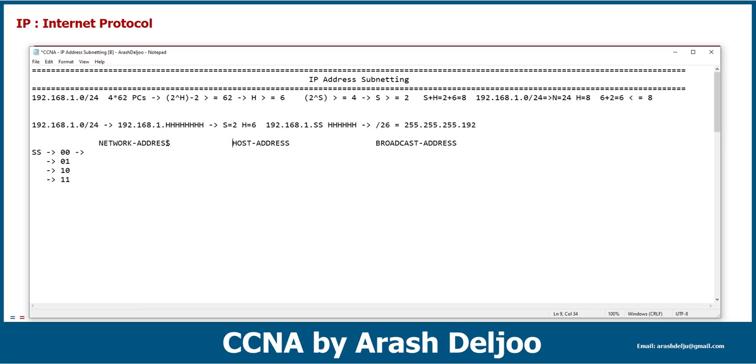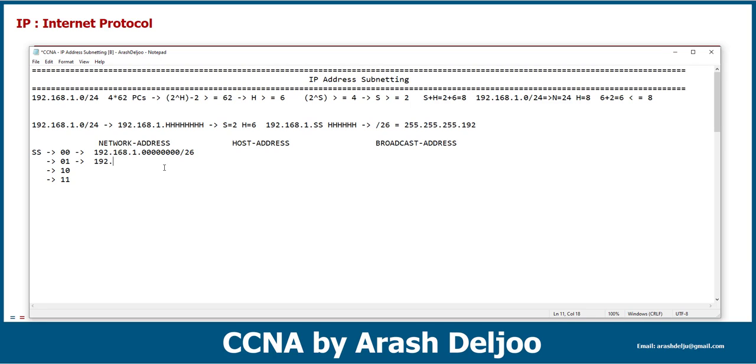First, for the network address, we can write this value 192.168.1. Here we are using the subnet bits as 00. And for the network address we need to use all of these host bits as 0. Let me write here 1, 2, 3, 4, 5, 6. That's it, /26.